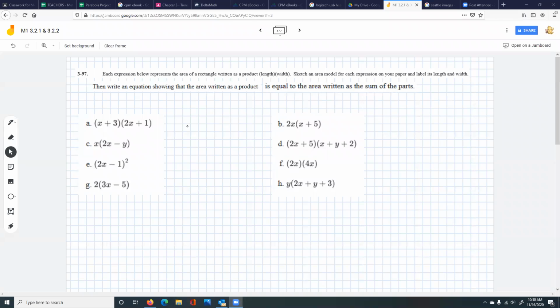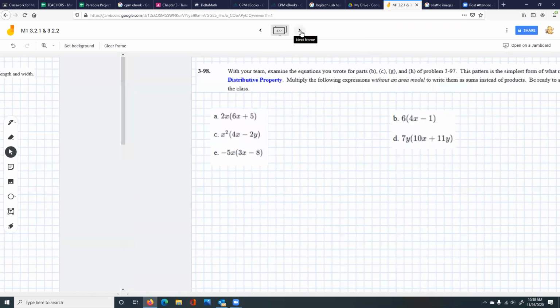Okay, so for 97 here, we want to multiply all these, but we're not going to multiply. It's just more of the same of what we were doing. What I wanted to do, it says, then write an equation showing the area written as a product is equal to the area of the sum. So product equals sum. Sketch an area model. Oh, this isn't the one. Did we do this one? This is the one we just did, isn't it? Yeah. So I need to go on to the next slide. So let me do that. I don't know why I didn't go into the next slide. We did that one already.